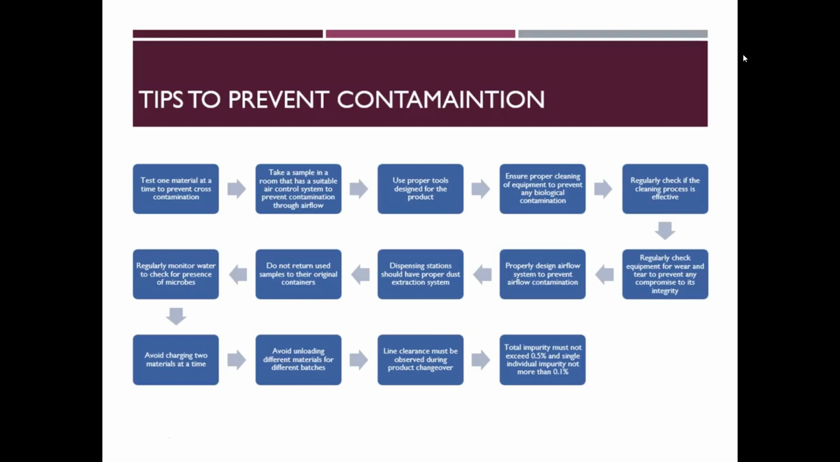Avoid charging two materials at a time in the production area. Avoid unloading different materials for different batches. Line clearance must be observed during product changeover. And as a guide, we'd often say in the QC lab, total impurities must never exceed 0.5% in your API, and a single individual impurity should never exceed 0.1%. Now, that's just a general rule, and it obviously will change on a case-by-case basis depending on what you're testing, but that's just a general guide on what you should expect in your API samples.